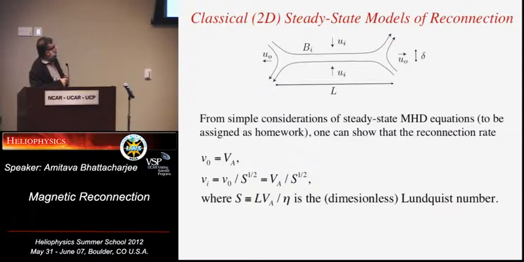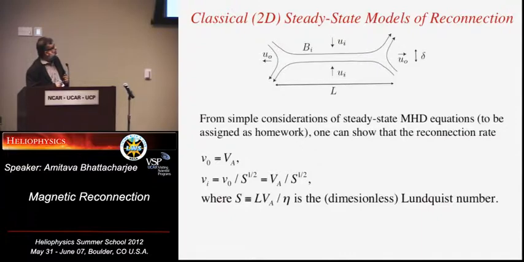One can show, as Sweet and Parker did, that in steady state, the inflow velocity is the outflow velocity divided by the Lundquist number raised to the power half. The Lundquist number is a dimensionless number with the following definition: L times the Alfvén speed divided by eta. If you're doing MKS units, you'll have an additional factor of mu0. I've been a little cavalier about units here. You can restore all of that when you're calculating real numbers.